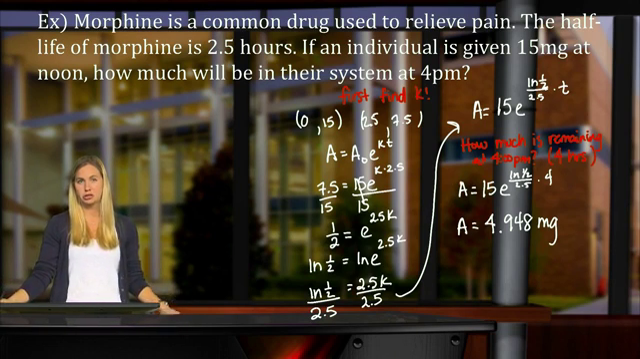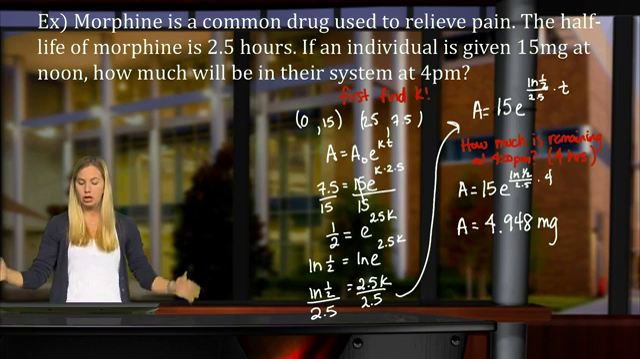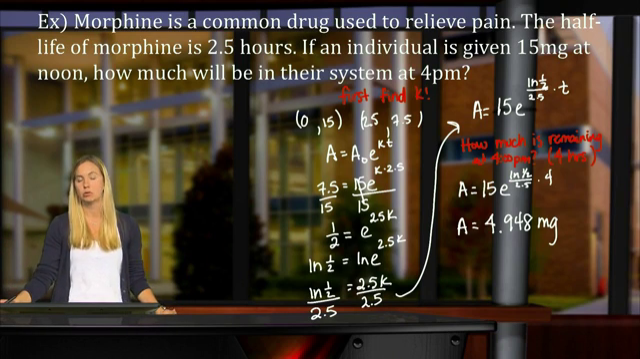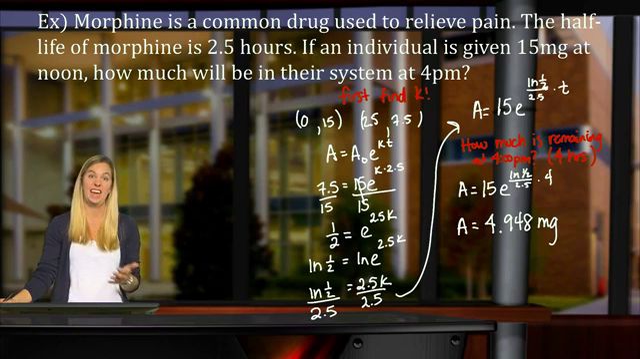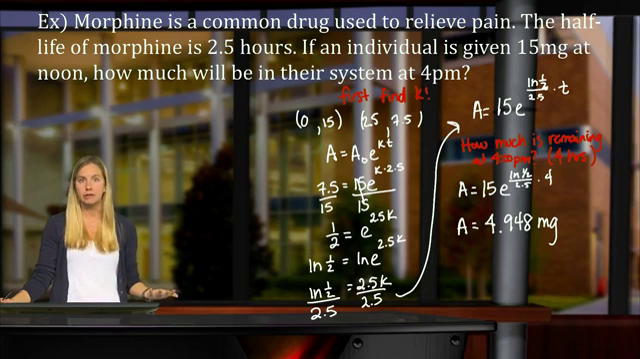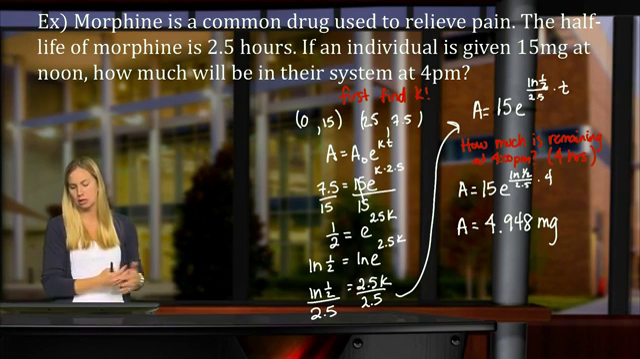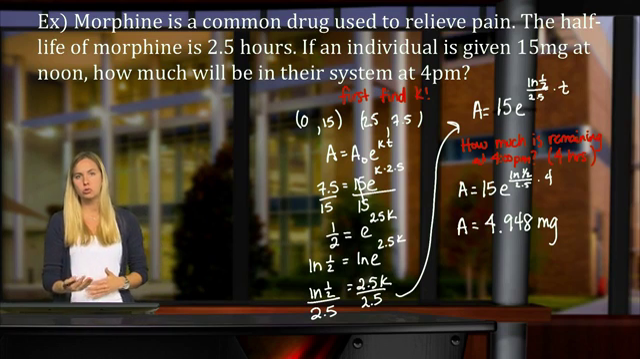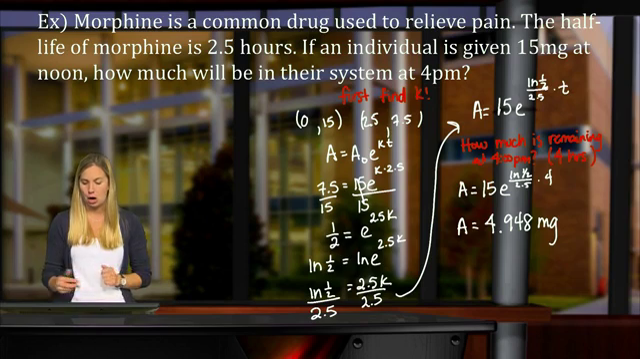Now you can check your answer pretty easily in terms of whether or not it's reasonable. If we had gotten a value greater than 7.5, we know that's not reasonable because more than 2.5 hours had passed. So we should have less than half of what we originally had. If we'd gotten a negative number, also not reasonable. We can't have a negative number of milligrams of morphine. So make sure that you think about your answer and check to make sure whether or not it makes sense based on the context of the problem.